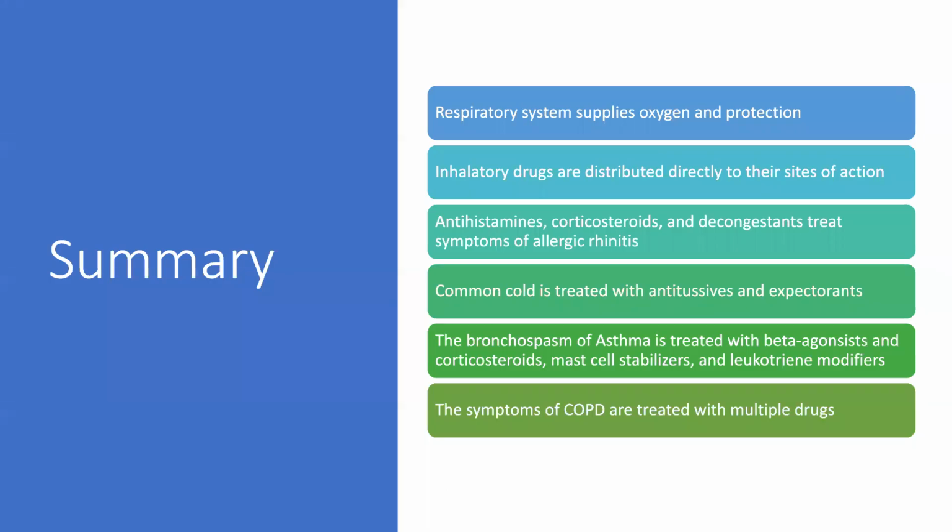So in the respiratory system, we understood that the respiratory system supplies oxygen and protection. Inhaled drugs are distributed directly to their sites of action. Histamines, corticosteroids, and decongestants treat the symptoms of allergic rhinitis. The common cold is treated with antitussives and expectorants. The bronchospasm of asthma is treated with beta agonists, corticosteroids, mast cell stabilizers, and leukotriene modifiers. And the symptoms of COPD, chronic obstructive pulmonary disease, are treated with multiple drugs.